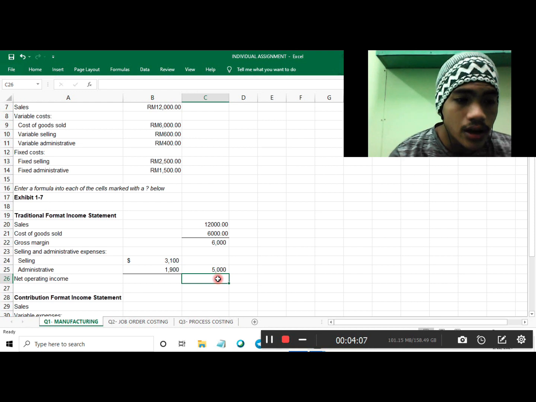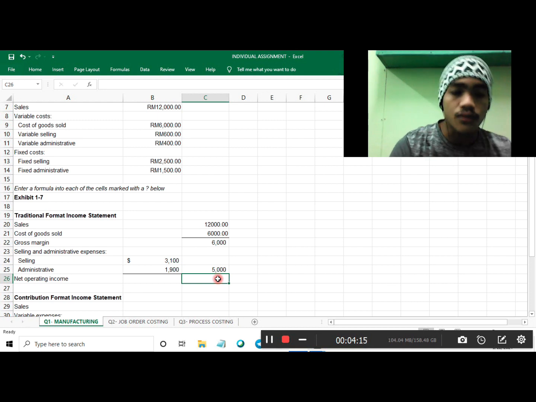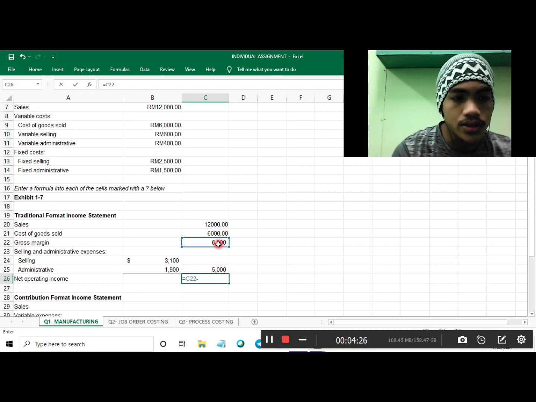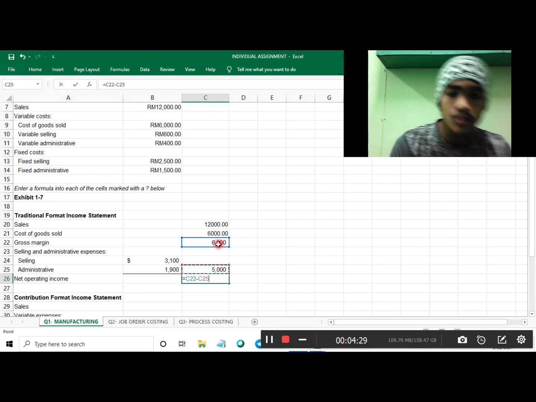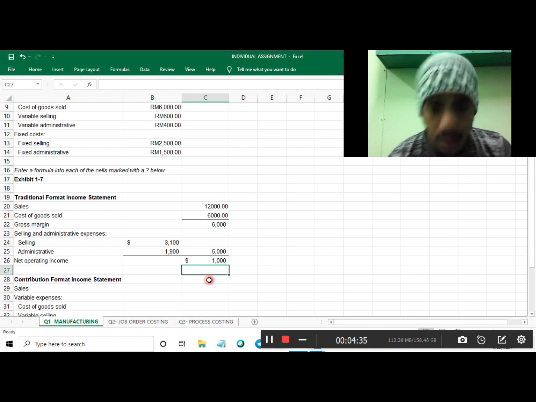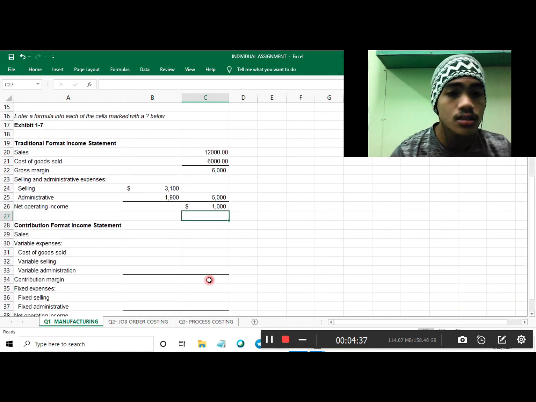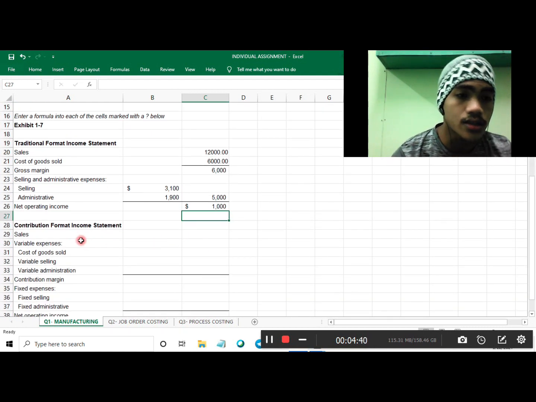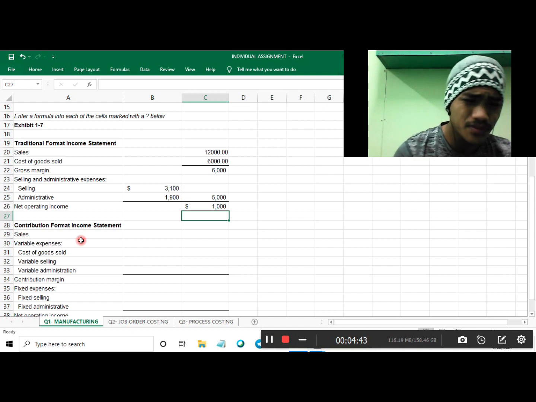So to get net operating income, we need to minus selling and administrative expenses from gross margin: gross margin 6,000 minus total selling and administrative expenses 5,000, and then we get 1,000 for net operating income. So the next method is the contribution income statement.